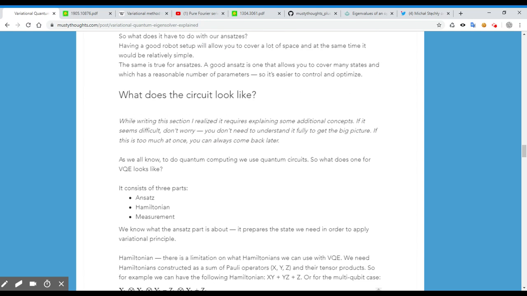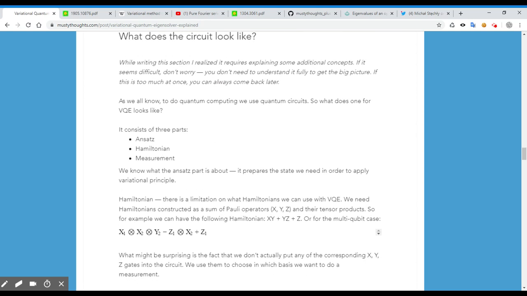What does the circuit look like? While writing this section, I realized it requires explaining some additional concepts. If it seems difficult, don't worry. You don't need to understand it fully to get the big picture. If this is too much at once, you can always come back later. As we all know, to do quantum computing, we use circuits. So what does one for VQE look like? It consists of three parts: an ansatz, a Hamiltonian, and a measurement.